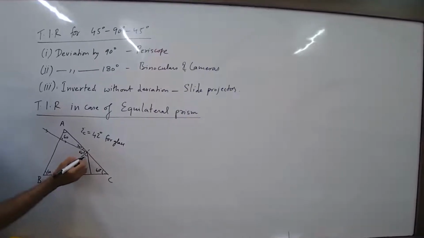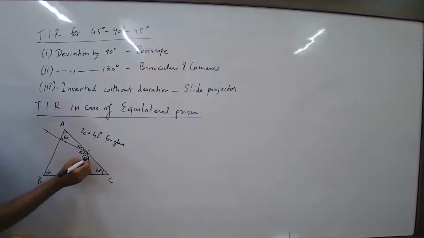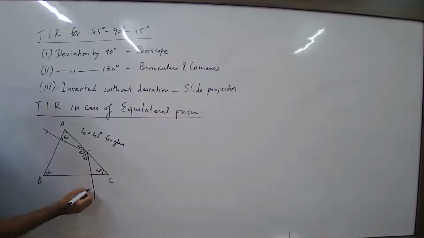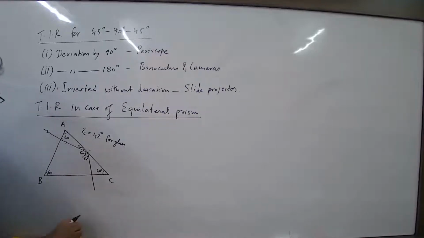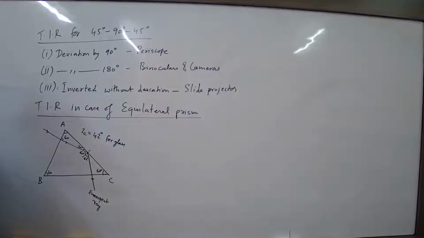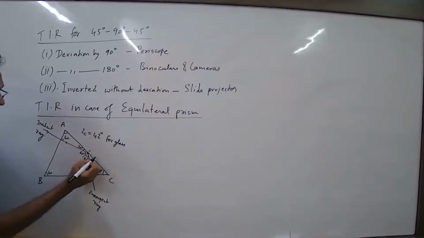So now this also should be 60, therefore this should be 30. This is 60, 30, so this is 90. Therefore it will come out straight. Correct? It will come out straight. So what is the angle of deviation now? This is the emergent ray. What is angle of deviation? This is the incident ray. So the angle of deviation must be this angle.